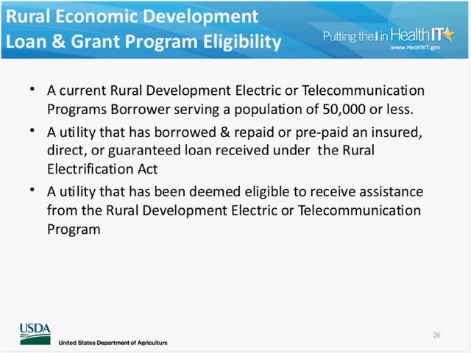The eligible entity, and that's the electric entity, is someone who currently has a loan with the Rural Utility Service for a population of 50,000 or less, or it could be somebody who has borrowed and repaid or has prepaid a previous loan, or a municipal utility that has gone through the process and has been deemed eligible to get assistance through the Rural Utility Service. That's how we fit municipal utilities into the mix. So typically, again, an REC, a telecommunications cooperative, or an eligible municipal utility.